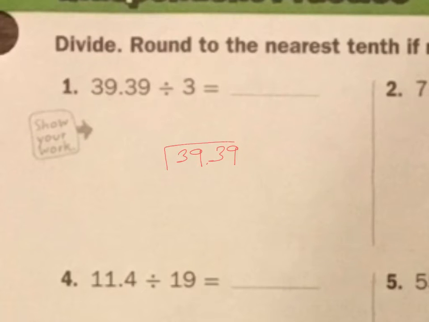39.39 divided by 3. Okay, so my decimal point, I'm going to take care of that right away. It just goes up. All right. Now, I just do it as a division. 3 goes into 3 one time. Put that down. Subtract it out. It's 0. Then I bring down my next number. Just one number. 9. How many times does 3 go into 9? 3 times. 3 times 3 is 9. Subtract that out. Gives me a 0.